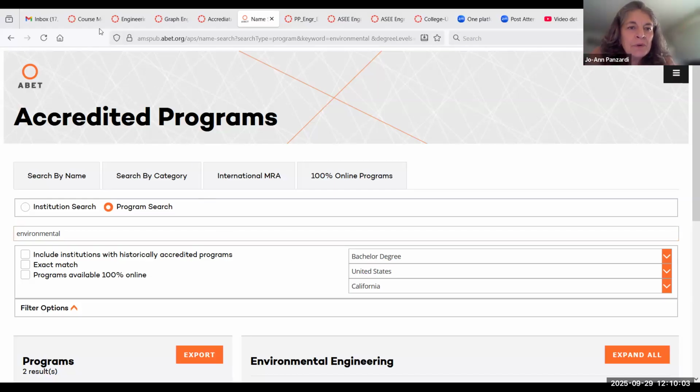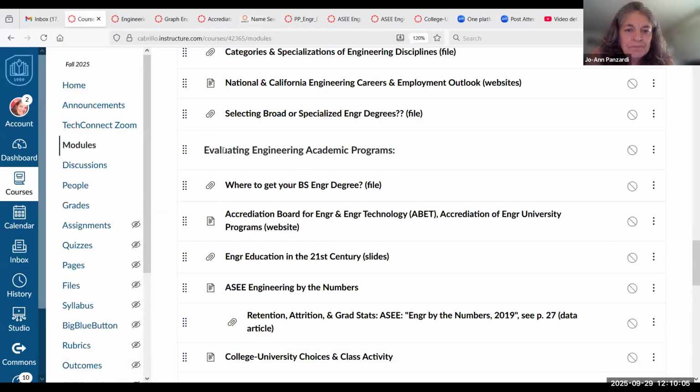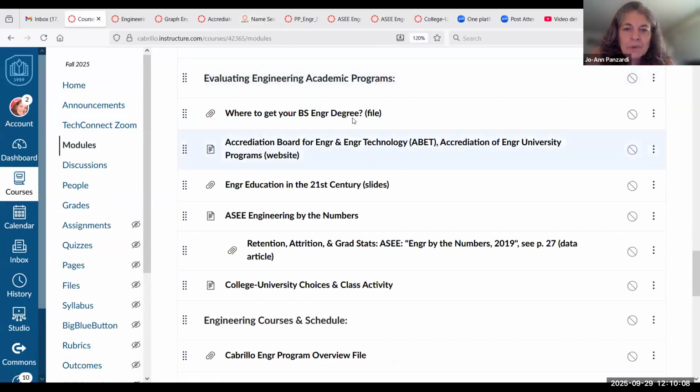Okay, so let me go back to the module. And so the first one was where to get your BS degree, and that was the graph we looked at. The next one was the accreditation board. The next one that I want to look at is engineering education. I'm going to talk about a lot of characteristics of different university programs in terms of engineering. So I need to stop sharing first and then go back because I want to share a PowerPoint.